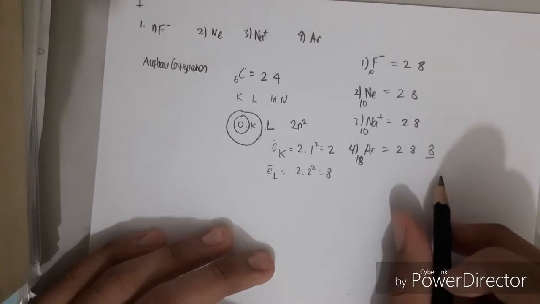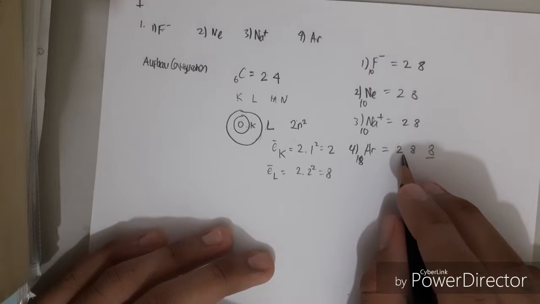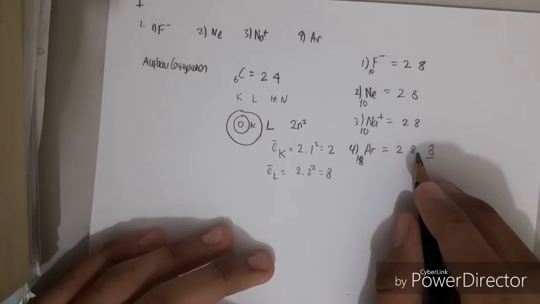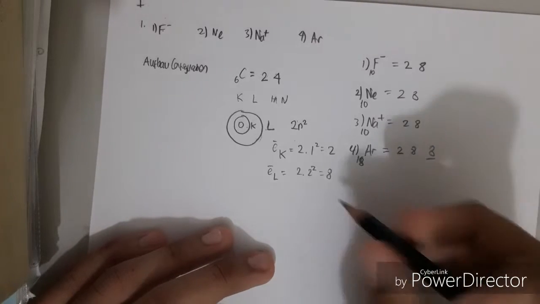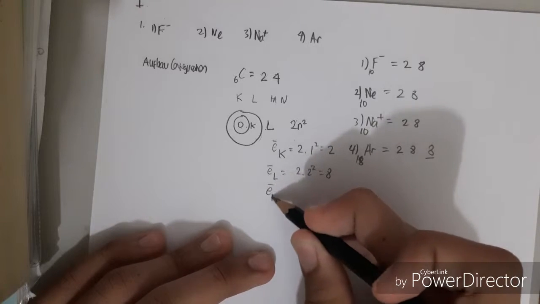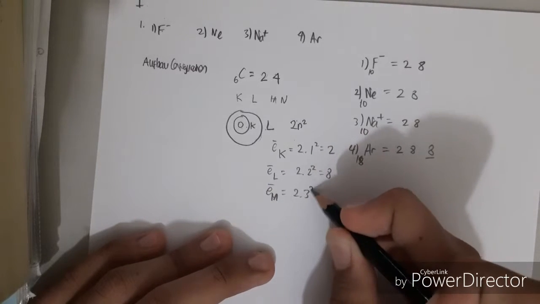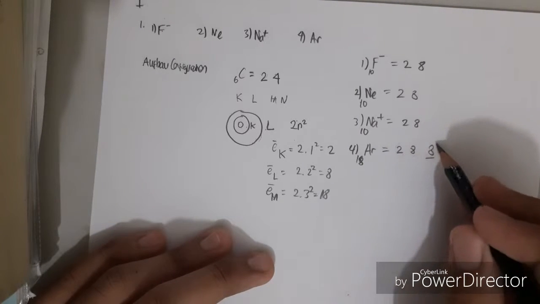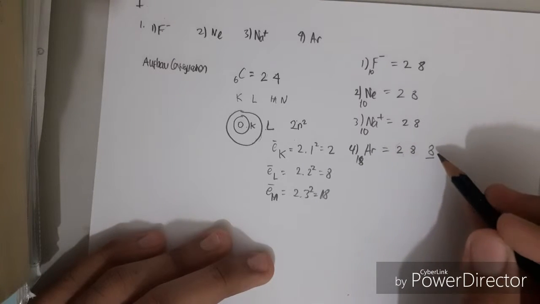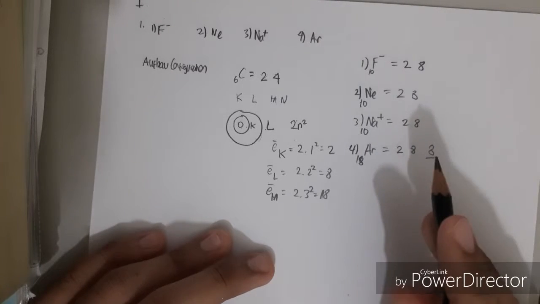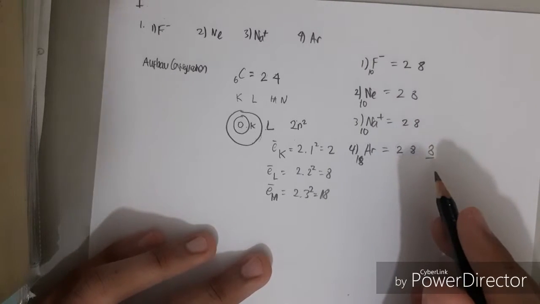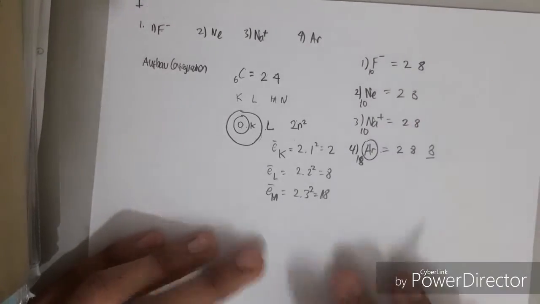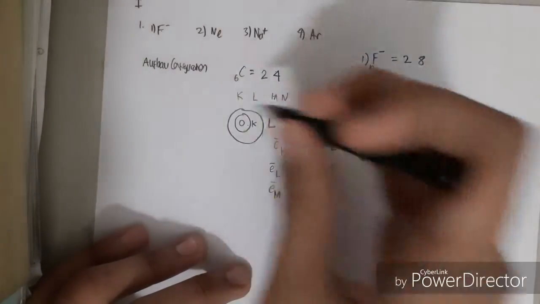How did we get the number 8? Because in the first shell, the maximum is 2. In the second shell, the maximum of electrons is 8. And the third shell, let's say that is M, is actually 18. But we only have 8 left, so we put 8 here. So the only atom that is different in its electron configuration is argon. So the answer for number 1 is argon.